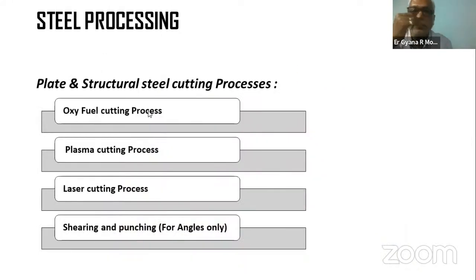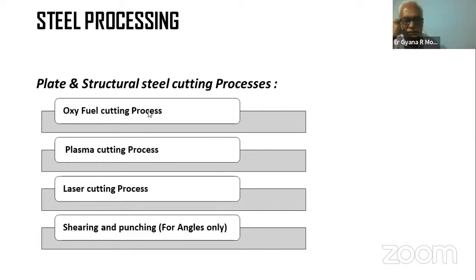Coming to how we start fabrication, we start with the process of cutting. There are several processes of cutting: oxyfuel cutting, plasma cutting. Nowadays people are going for laser cutting. And next is shearing and punching. These are for angles only.